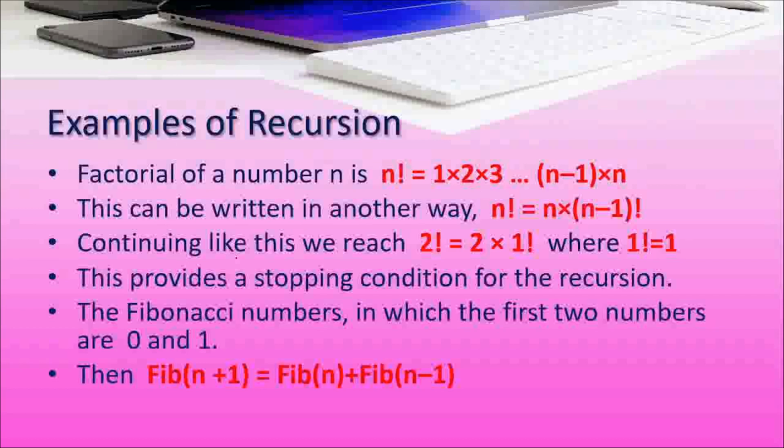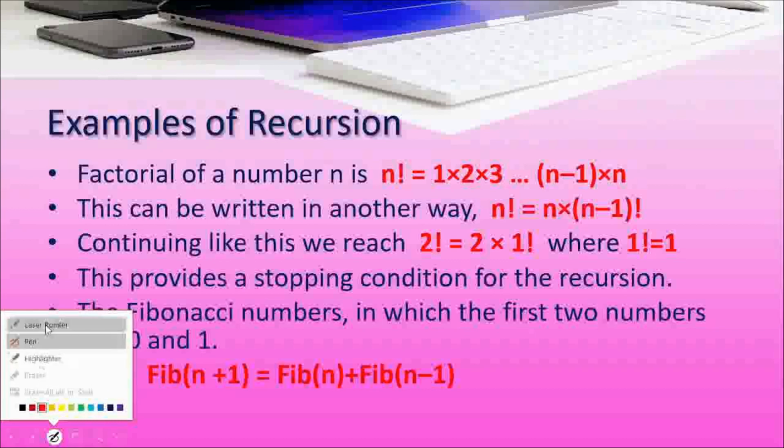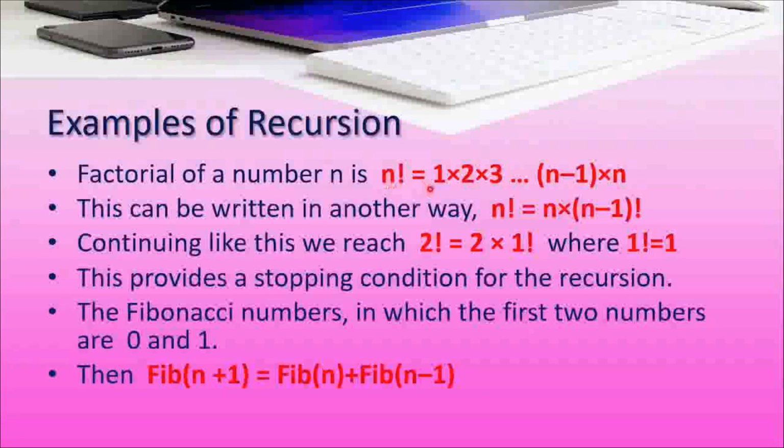The factorial of a number can be found out using recursion. In the previous case, we haven't used recursion. We calculated it directly, that is, n factorial equal to 1 into 2 into 3 into, multiplied up to n minus 1 into n. That way we calculated.